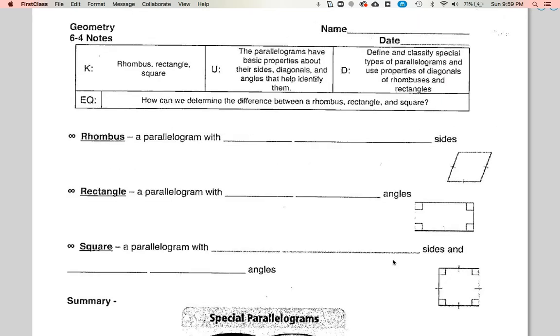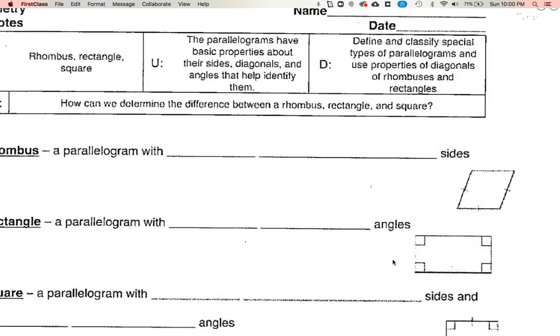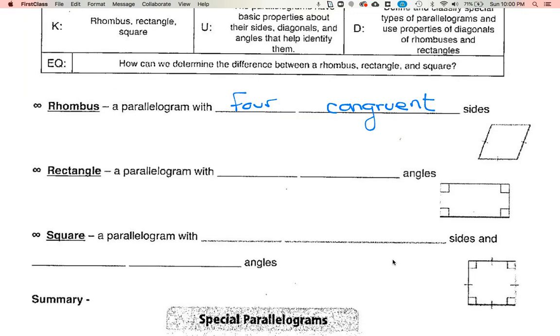So the first one we come to is a rhombus. A rhombus is a parallelogram with 4 congruent sides. Now, when you think of something that has 4 congruent sides, you're probably thinking of something else. I'm not going to say that name because we'll say it down below, but right now you should be thinking rhombus for a parallelogram with 4 congruent sides.